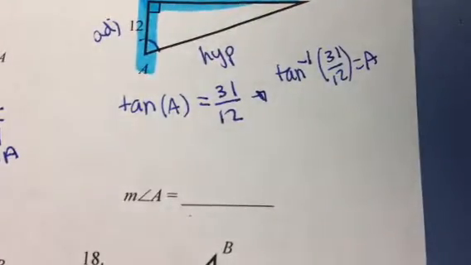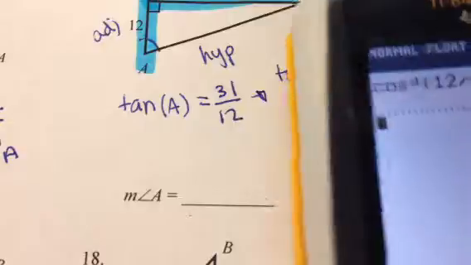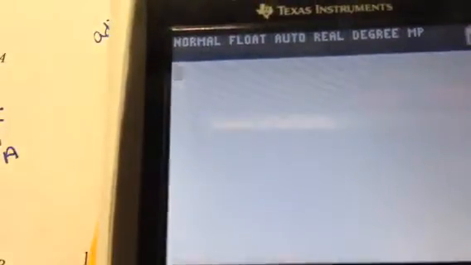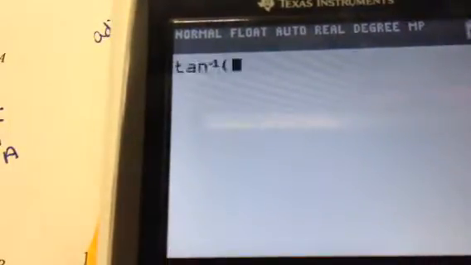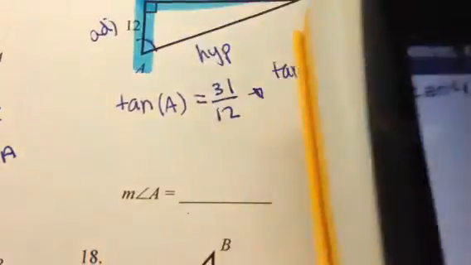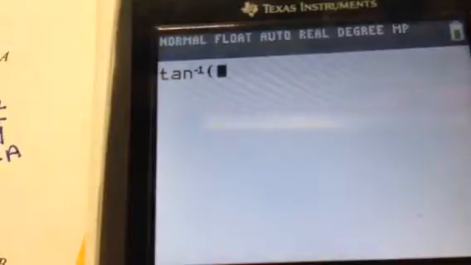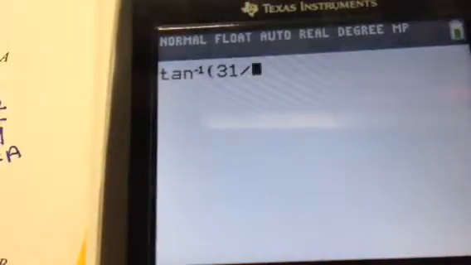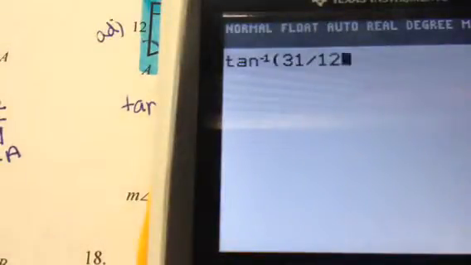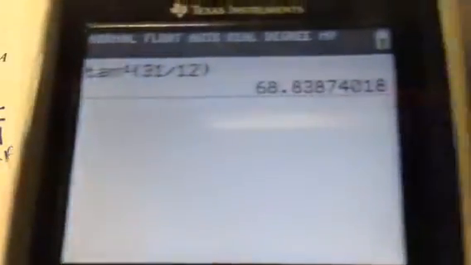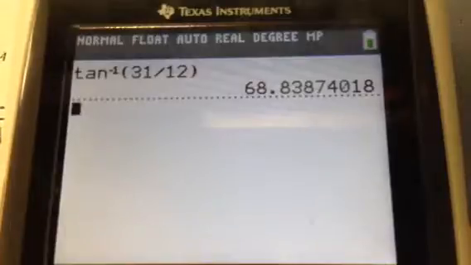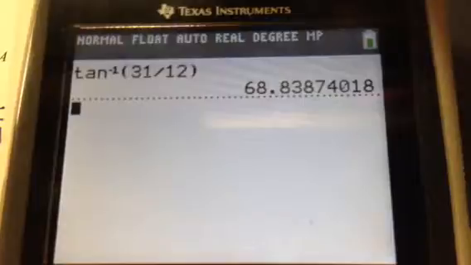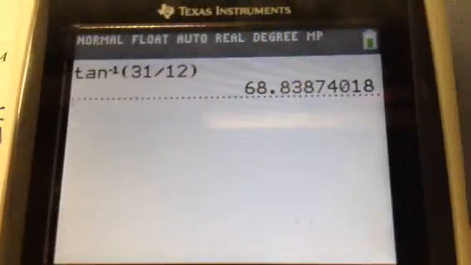So inverse tangent, again, we'll get that by doing second tan. So second, I know you can't see me pushing the buttons, but second tan, and even if you're using a scientific and not graphing calculator, it should be second tan, I think. I think it's the same in all. And we said 31 over 12. All right, we get 68.8387, so 68.839 is what we'll round that to.